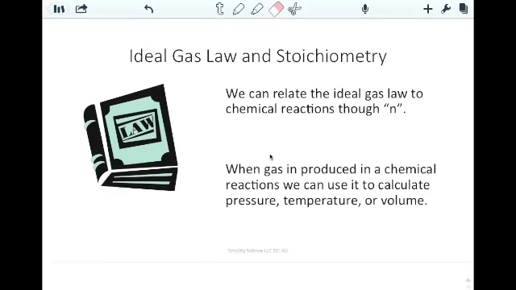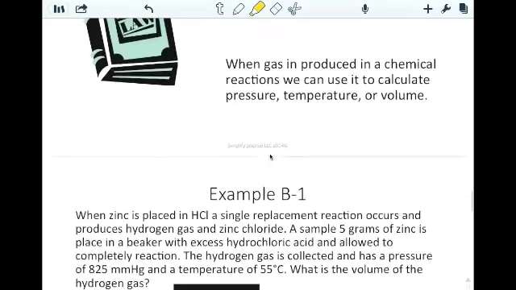Alright, so let's start looking at the ideal gas law and stoichiometry. We can relate the ideal gas law to chemical reactions through the value of n, through that value of the mole. When gas is produced in a chemical reaction, we can use it to calculate pressure, temperature, and volume. Through that value of n, we can relate it back to all of the stoichiometry that we did in chemical reactions. So let's look at an example of how we do this.